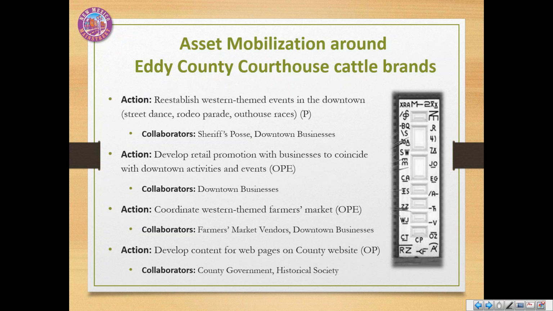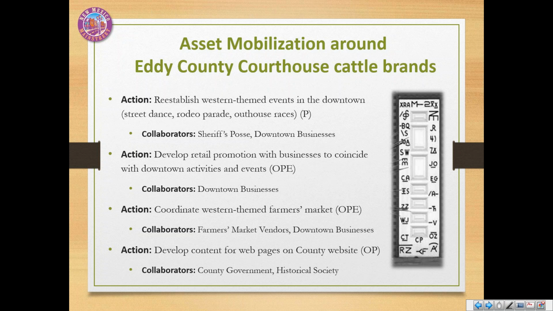The fifth action is developing a retail promotion with businesses to coincide with these downtown activities and events, engaging organization, promotion, and economic vitality in that work. And our top collaborator on this would be the downtown businesses. We could also coordinate a Western-themed farmers market, again utilizing organization, promotion, and economic vitality, and working with the farmers market vendors and our downtown businesses on that.